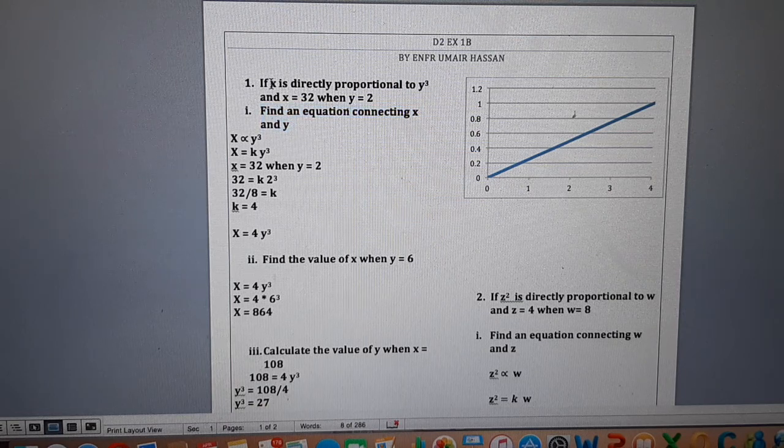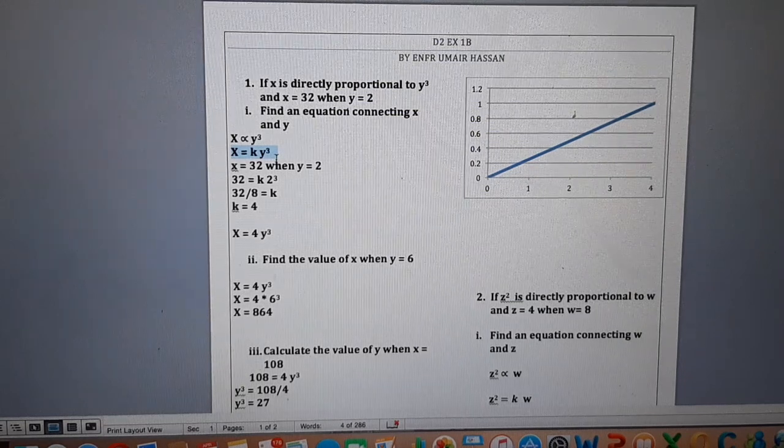Now, because x is directly proportional to y cube, you can write it as x is directly proportional to y cube. This is the proportionality sign. When the proportionality sign is changed to an equality sign, in the next step we insert a constant k. So x becomes equal to k y cube.